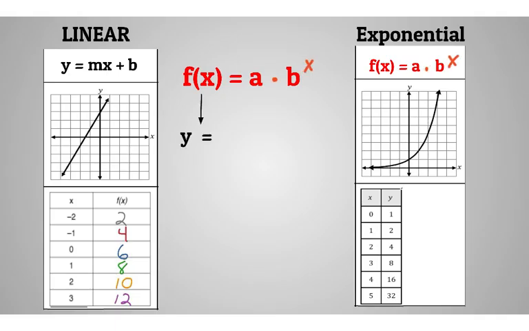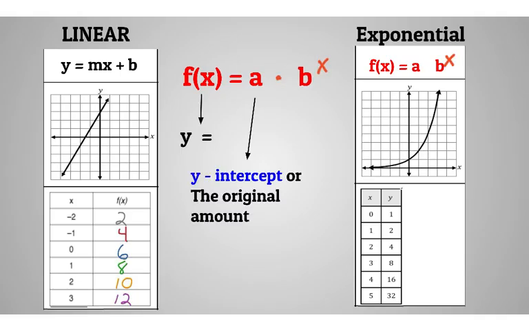Now that's just a fancy way of saying y equals. You could either write f of x or you could write y equals. You could do it interchangeably, it doesn't matter. The next variable we're going to talk about is the a, and the a is your y-intercept. I know when we're talking about the linear equation of y equals mx plus b, b is the y-intercept. Well, in exponential equations, the y-intercept is actually going to be the a.